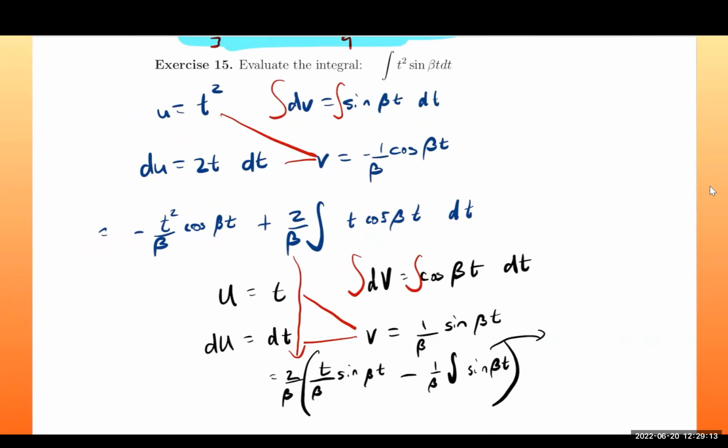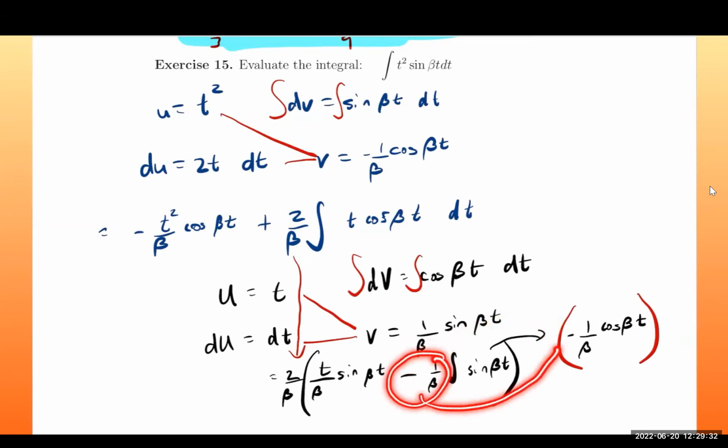negative cosine, well, negative 1 over beta cosine beta t. All right, but this is going to be in parentheses, and then we have this constant in the front. So if you consider this, double negative becomes positive. 1 over beta times 1 over beta is going to be plus 1 over beta squared cosine beta t. All right, so it's a lot of terms, so it's a little messy. That's the hard part, is just making sure all your work is organized.